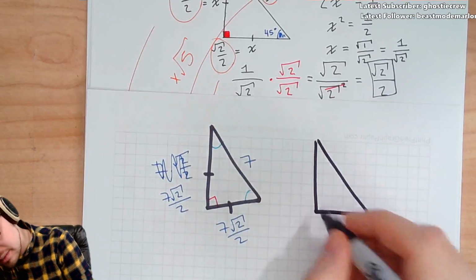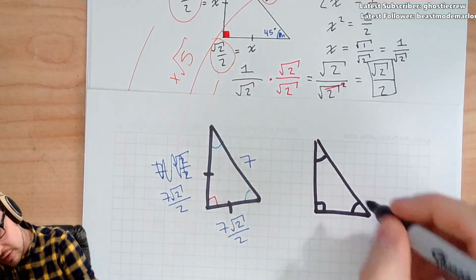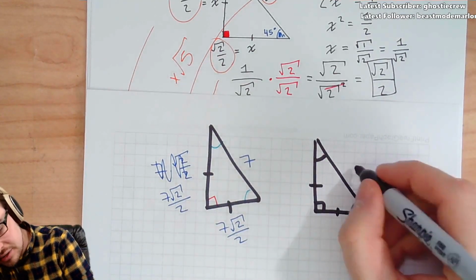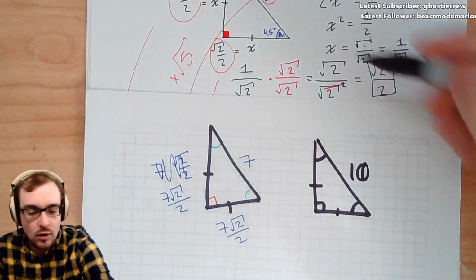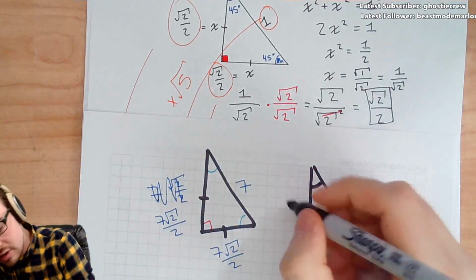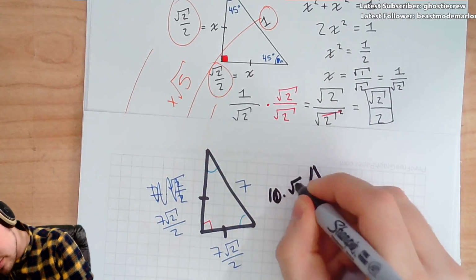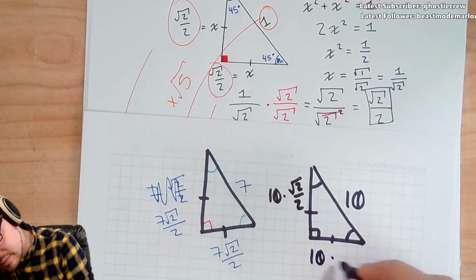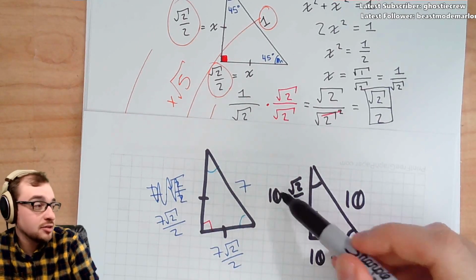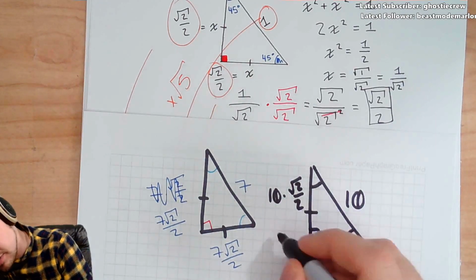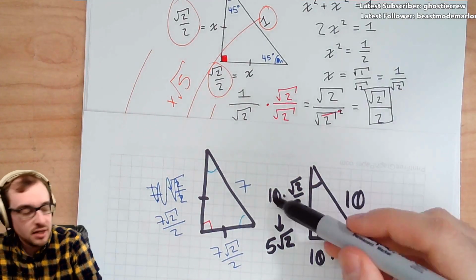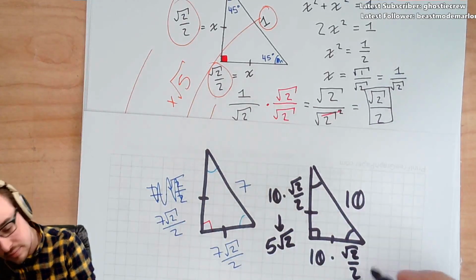While I wait, I'll show another example. 45, 45, 90 triangle. If the hypotenuse were 10, then 1 times 10 gets me this. So this triangle's 10 times bigger than this one. So I've got 10 times root 2 over 2 for my sides. That can be simplified. 10 divided by 2 I can do, right? That's just 5 root 2. 10 divided by 2 is 5, times root 2.